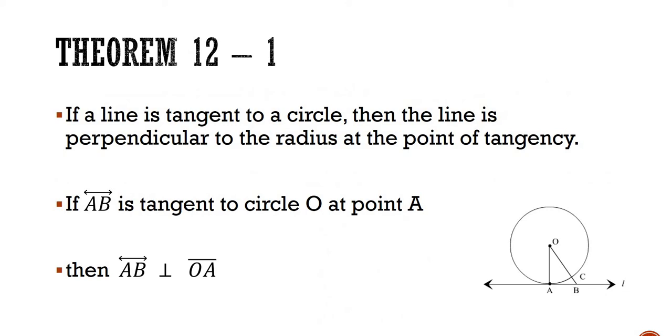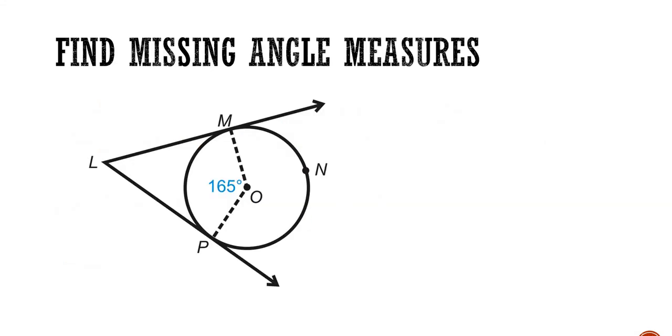So here's our first theorem. It says if a line is tangent to a circle, then the line is perpendicular to the radius at the point of tangency. So here's a picture. If line AB is tangent to the circle O at point A, then line AB is perpendicular to the radius OA. So what that does for us is it gives us a reference for finding different lengths or angle measures if we know that this is a right angle at the point of tangency.